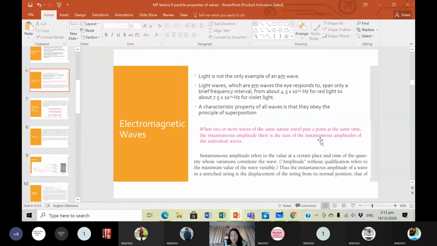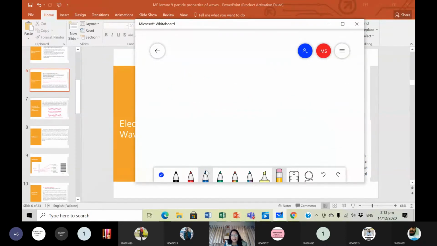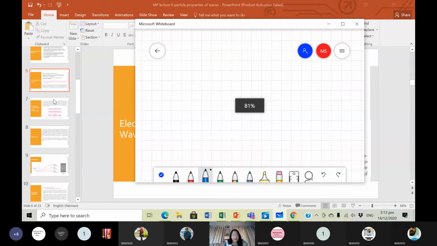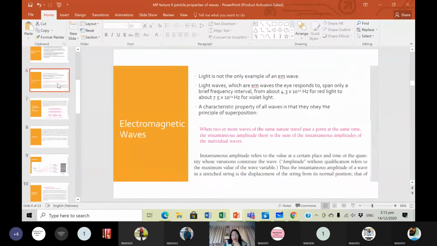Okay? So what we know about superposition is that if we have two waves, like over here, I don't need to draw it here because we have a diagram over here. We have two waves, one is like this, okay? One is like this. If we add them together, there will be constructive and destructive interference. Basically, the principle of superposition says that if two or more waves of the same nature are traveling past a point at the same time, the instantaneous amplitude there is the sum of the instantaneous amplitudes of the individual waves.